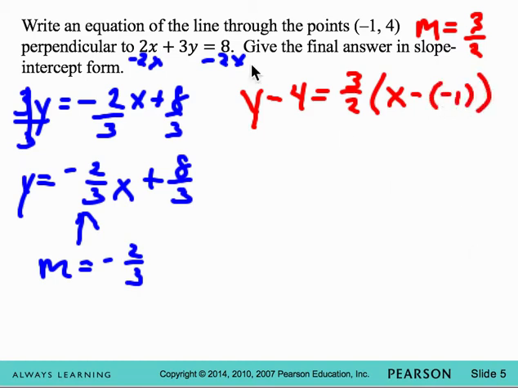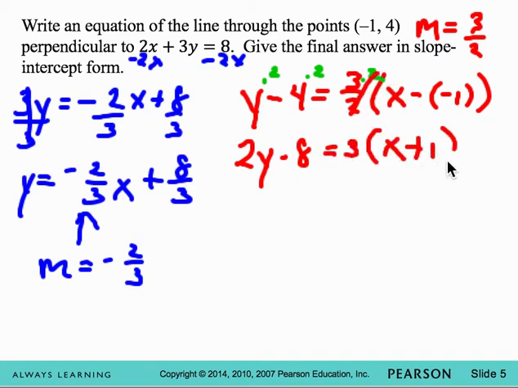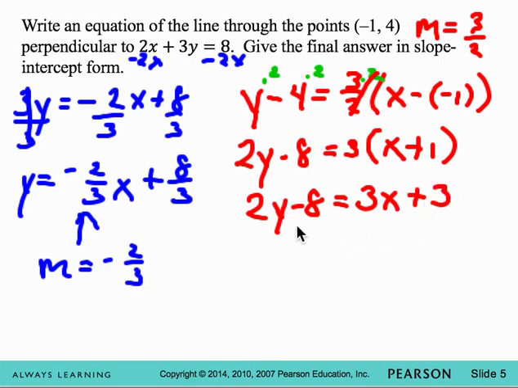Okay, let's get rid of the fraction. So multiply by 2, not inside parentheses. So we have 2y minus 8 equals 3 times x plus 1. 2y minus 8 equals 3x plus 3. Move our numbers to the other side. I just want to solve that for y.